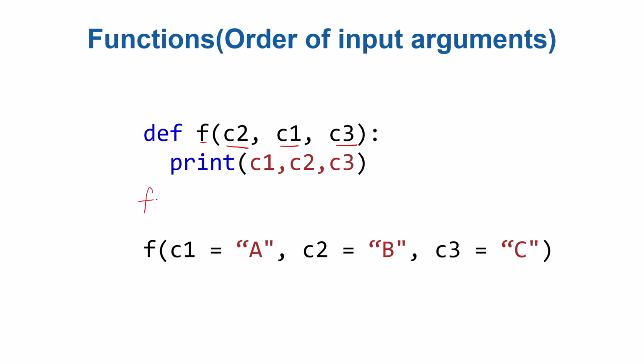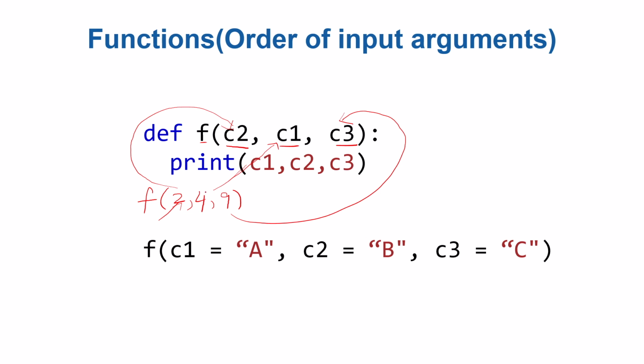Now let's say you call this function like this, 2, 4, and 9. What will happen is this 2 will be copied into c2, this 4 will be copied into c1, and this 9 will be copied into c3. Now c2 has the value 2, c1 has the value 4, and c3 has the value 9. If you change the order of the variables here, the first value that is passed at the call time will be passed to the first variable, whatever the name of the first variable is.